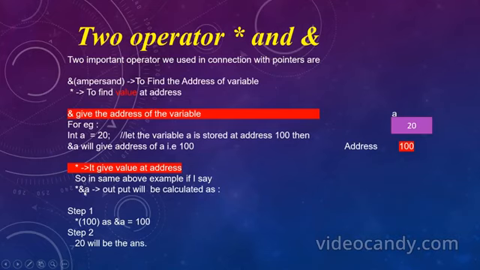Look into this, star ampersand a. How will this be evaluated? Ampersand a will return the address which is 100. So that becomes star 100. That means what is the value which is stored at location 100? The value which is stored at location 100 is 20. So it will return me 20. I hope you understand that and the difference between the ampersand and star.